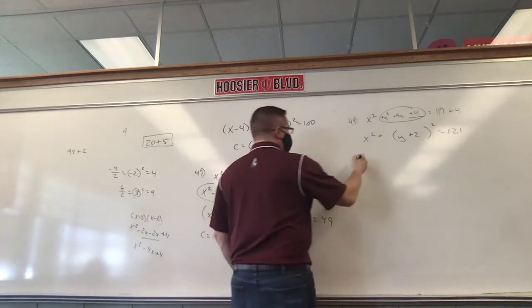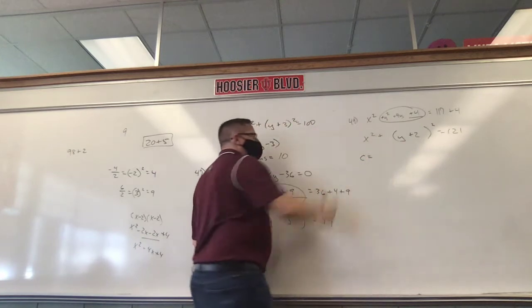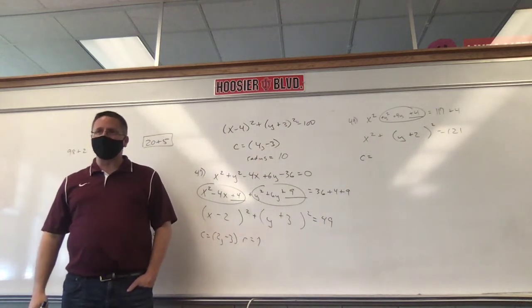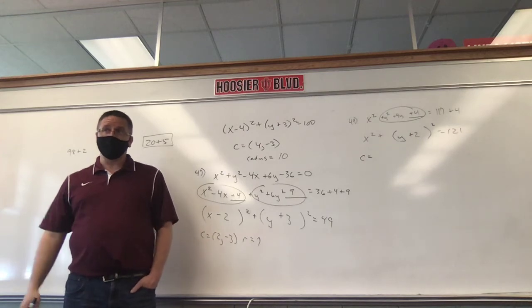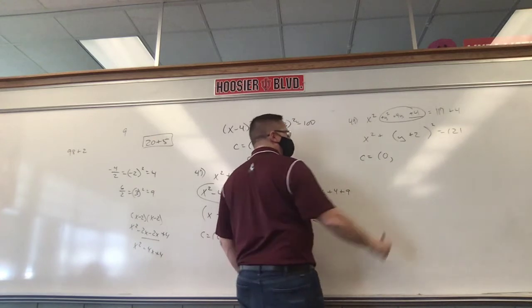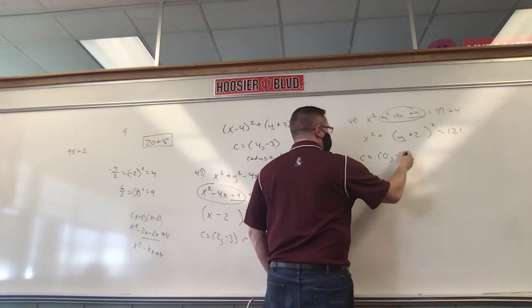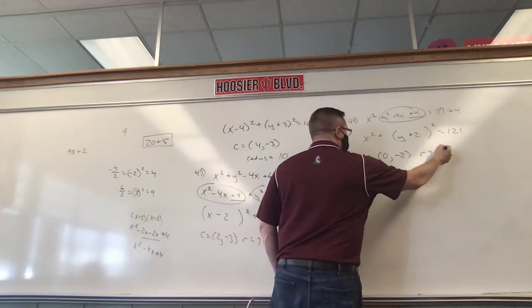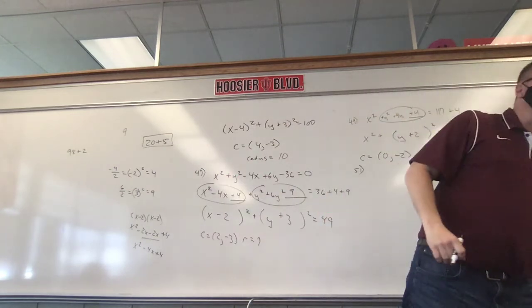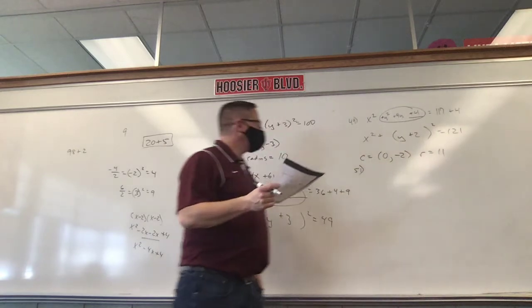And again, this sounds weird here. What am I adding on or subtracting off from the x? From the x, not from the x squared. What am I adding or subtracting from x? Nothing. So I put what? 0. 0 what? Negative 2. What's the radius? 11. Square root of 121 is 11. 11 times 11. Okay?